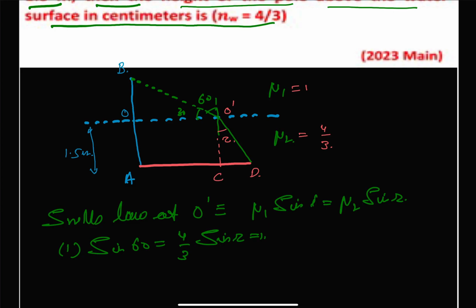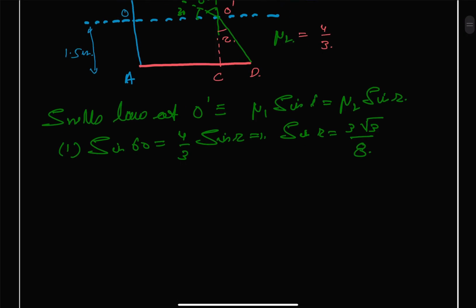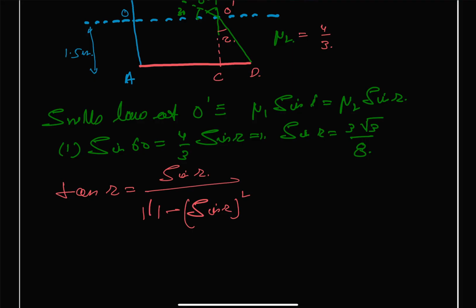From here, sine 60 is equal to root 3 by 2. Therefore we can say that our sine of R will be equal to 3√3 divided by 8. And from here we can easily find our tangent of R. According to the trigonometric identity, tangent of R is sine of R divided by cos of R, and cos we can write in the form of sine, as square root of 1 minus sine squared of R. So we get this as 3√3 divided by square root of 37.